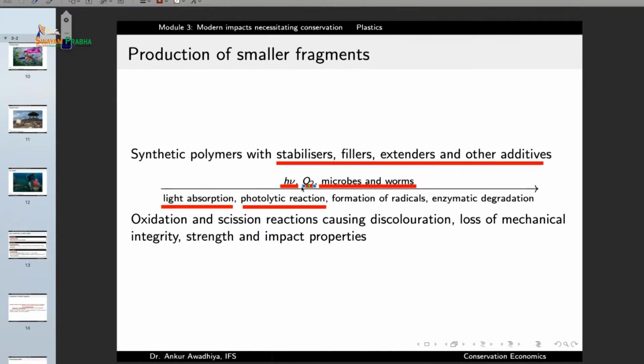Because of the presence of oxygen and because of the presence of UV light, you also have the formation of radicals. Now, radicals also accelerate the process of degradation of these plastics. Or you can have enzymatic degradation when the plastics are acted upon by biological entities such as microbes or worms. And because of all these reactions, you have oxidation and you have scission. Now, scission is again a process of breaking down or cutting down. So, oxidation and scission reactions will lead to discoloration, loss of mechanical integrity, strength, and impact properties of the plastics, and slowly and steadily, the plastics will start breaking into smaller fragments.